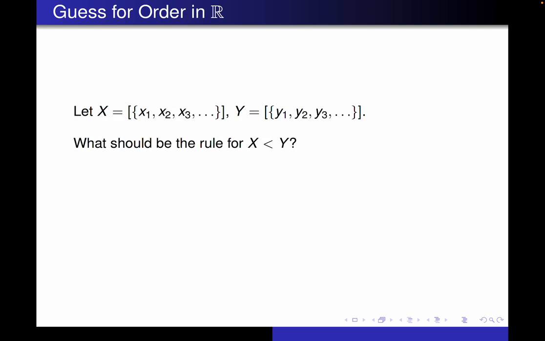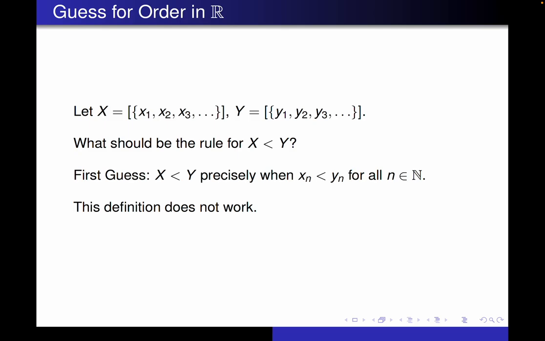And we want to ask ourselves, what should be the rule for when x is less than y? Well, probably the first rule that would occur to you is that x is less than y precisely when each of the xn's is less than each of the yn's for all n in the natural numbers. Right? It should be that the terms that you have in the Cauchy sequence for x should be less than the terms you have for the Cauchy sequence for y.